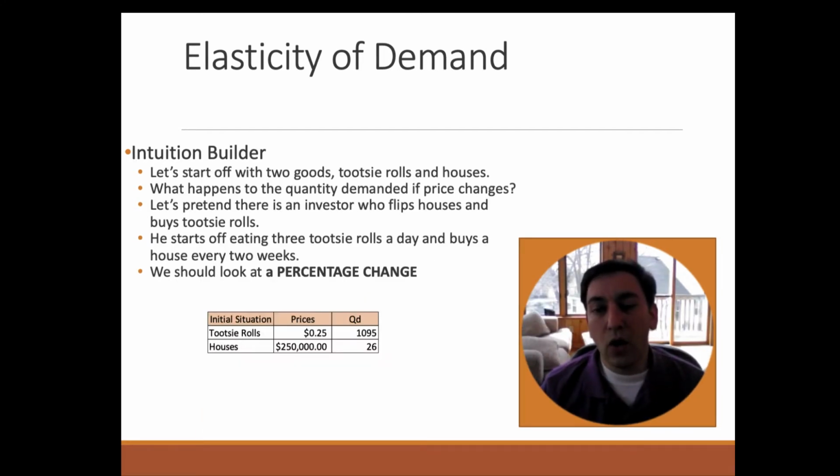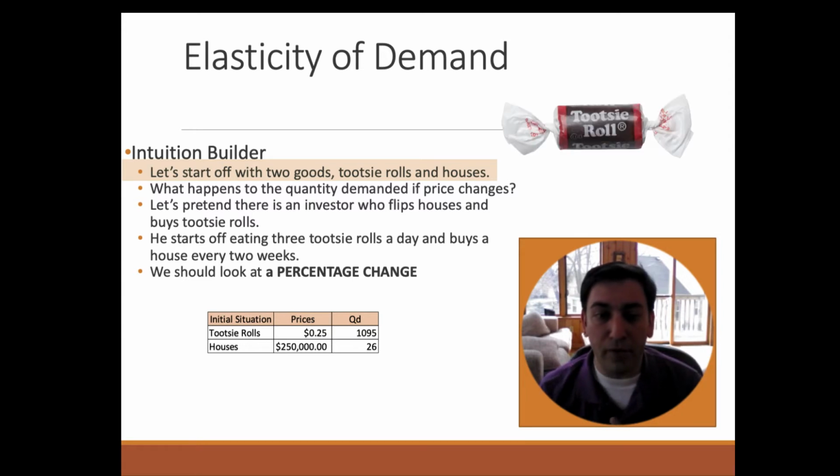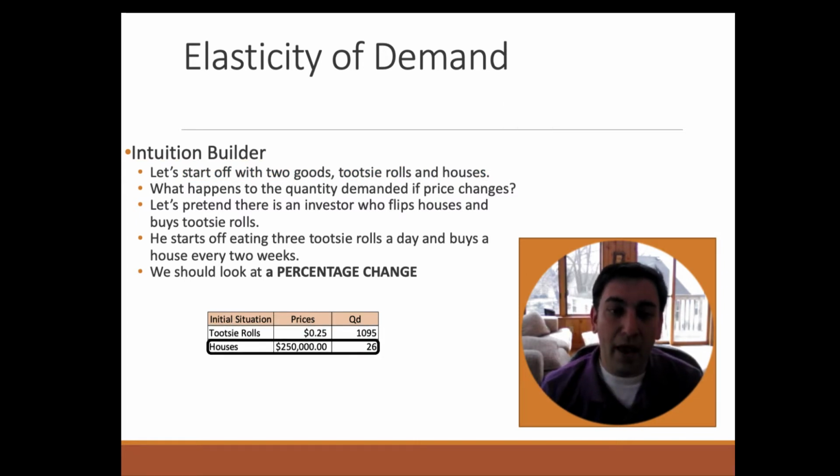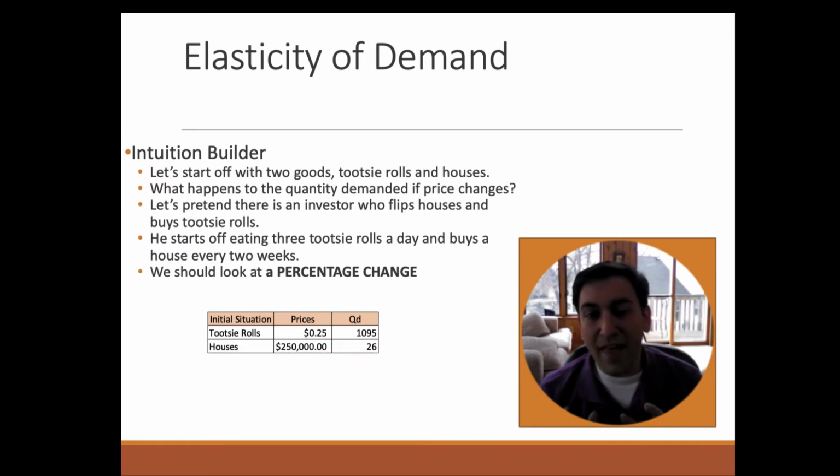So we're going to start off building some intuition. Let's pretend there are two goods. I'm a wealthy person. I flip houses for a business, and I like Tootsie Rolls, and I buy houses. Every day I eat 3 Tootsie Rolls, and the Tootsie Rolls sell for $0.25 each, and I buy a house every other week to flip it. If that's the case, we want to know how responsive these goods are to a price change.